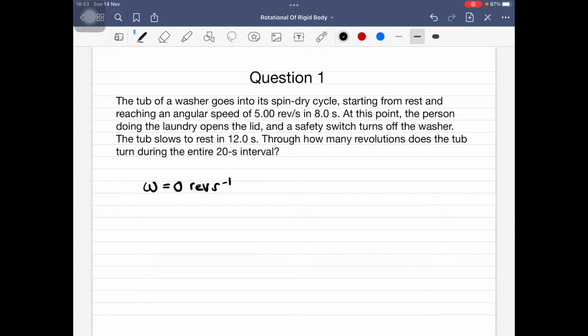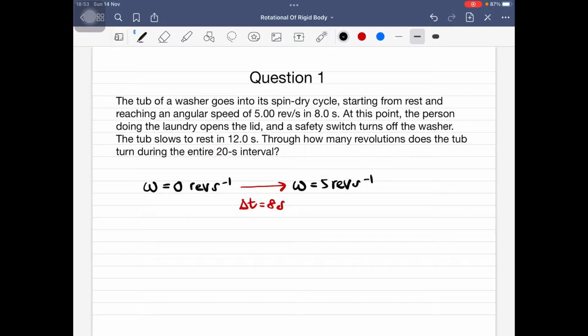And then from there it said that the speed somehow increases. So from rest, dia menjadi speed yang seterusnya, which is 5 revolution per second, and that change takes about 8 seconds. So I'm going to put delta t is equal to 8 seconds. And then after it reached angular speed of 5 revolution per second, the person somehow opens the lid and then finally it comes to a stop or rest in 12 seconds.